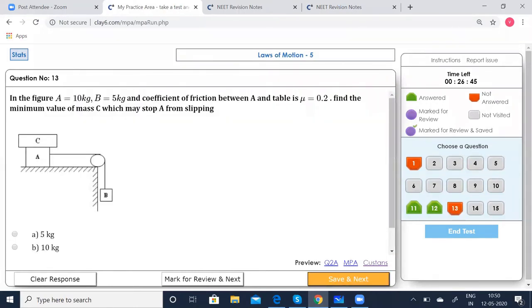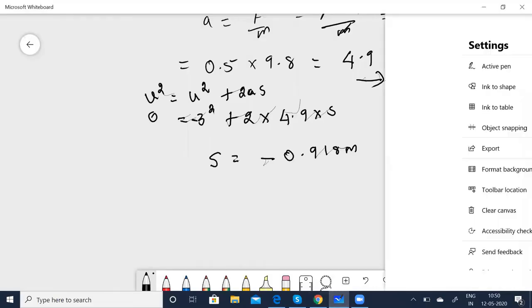In this figure, A is equal to 10 kg, B is equal to 5 kg, and the coefficient of friction between A and the table is mu equal to 0.2. Find the minimum value of mass C which stops A from slipping. Mass C should not slip. That is the condition given. Now look into the diagram.